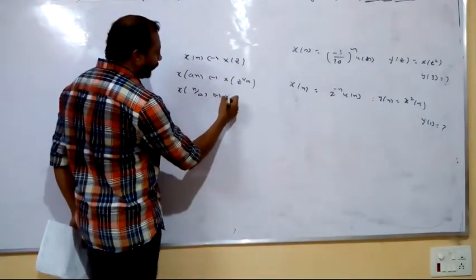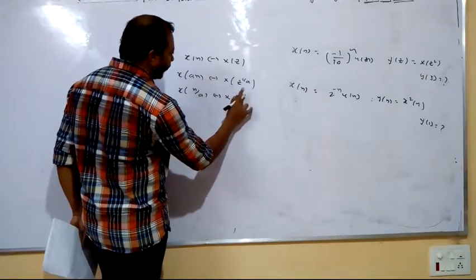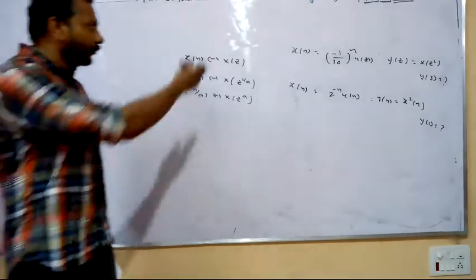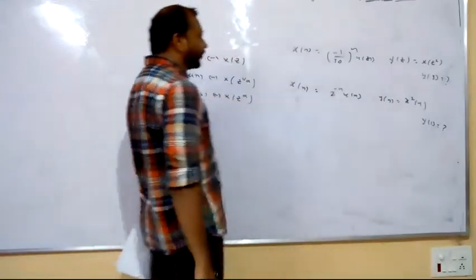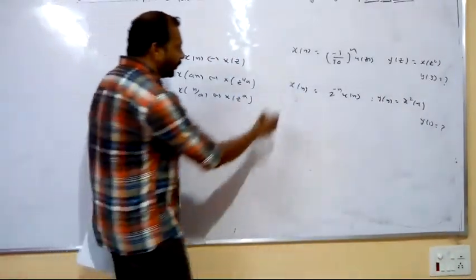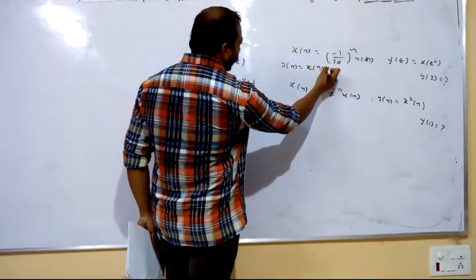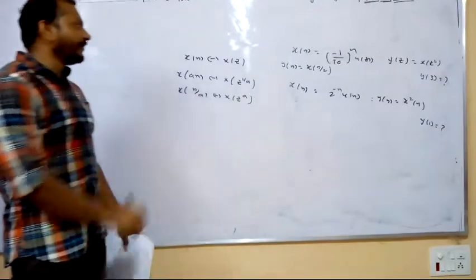The corresponding is x of z square, or x of z to the power a. Corresponding you may get is the x of z to the power a. So here they have given y of z is equal to x of z square. So we can write directly y of n is equal to x of n divided by 2.